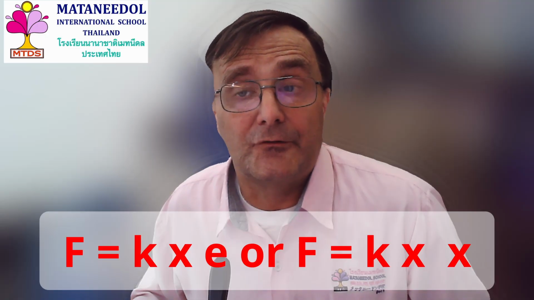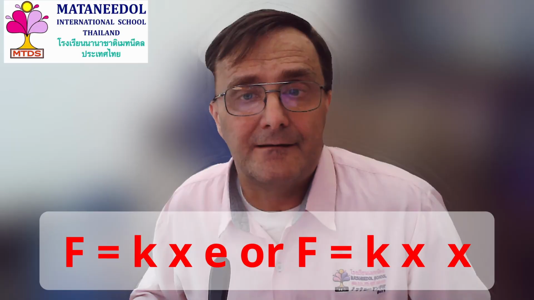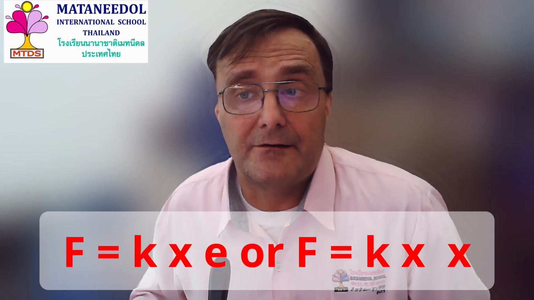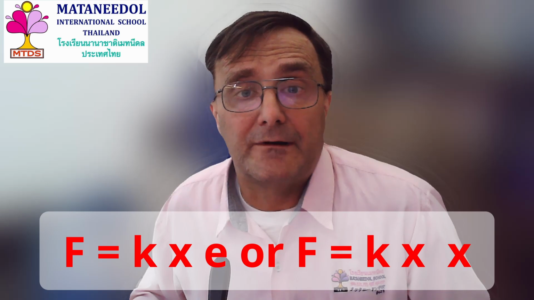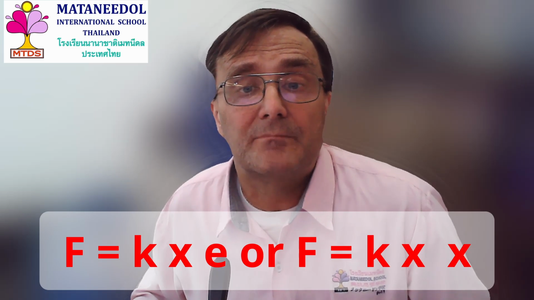Another important idea is the spring constant, usually called k. This tells us how stiff a spring is. A stiff spring has a large spring constant and is hard to stretch. A soft spring has a smaller spring constant and stretches easily.